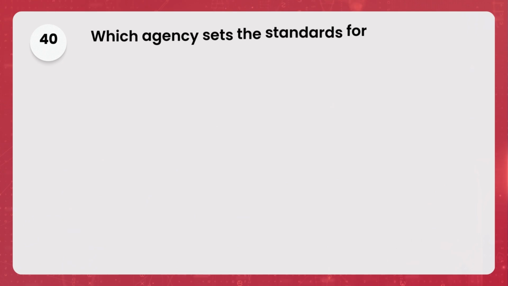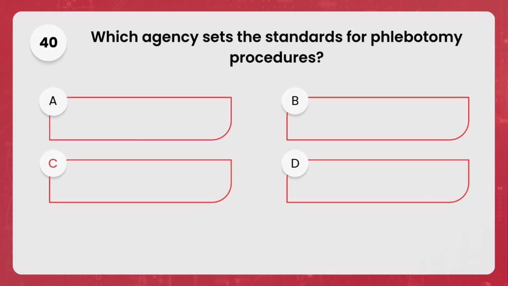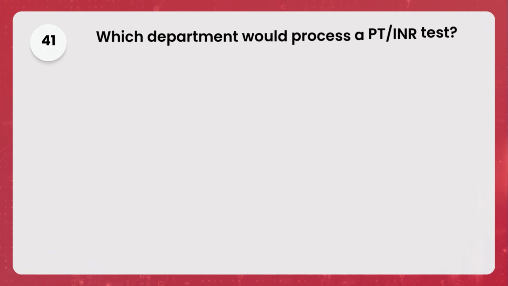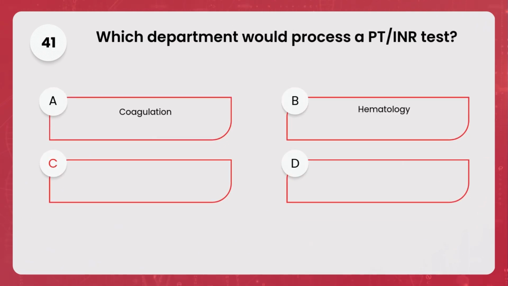Number 40. Which agency sets the standards for phlebotomy procedures? A, FDA, B, CLIA, C, CDC, or D, OSHA? The answer is D, OSHA.